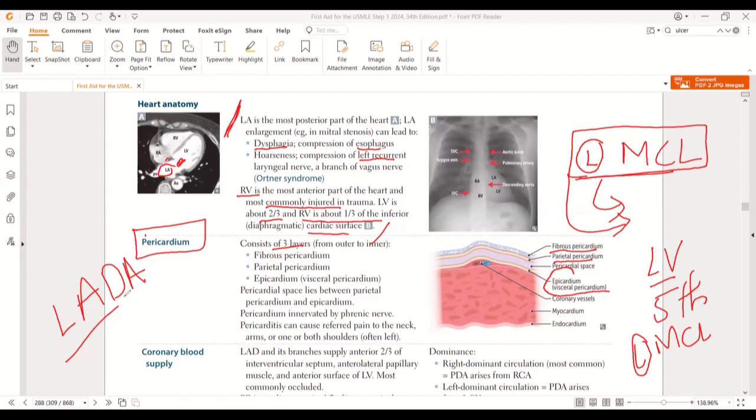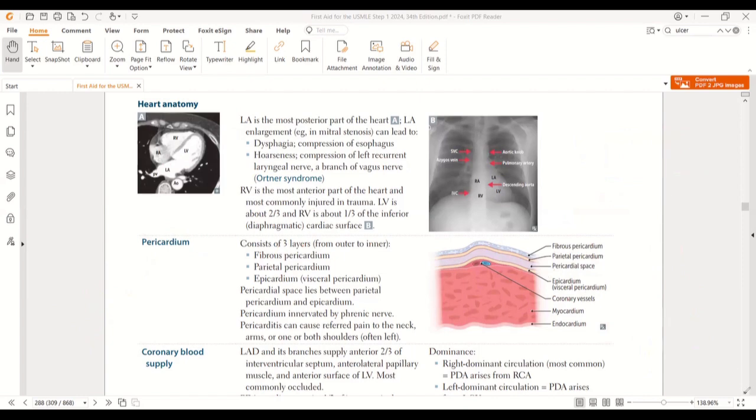So the pericardium innervation is the phrenic nerve. Pericardial innervation is the phrenic nerve. So referred pain to the neck, arm, or both shoulders, often left-sided. Okay, should we move to the next? Yes.